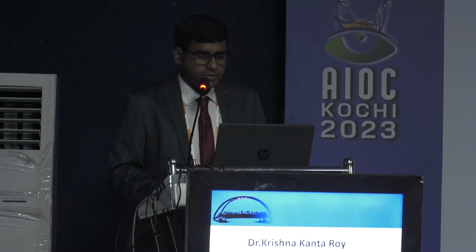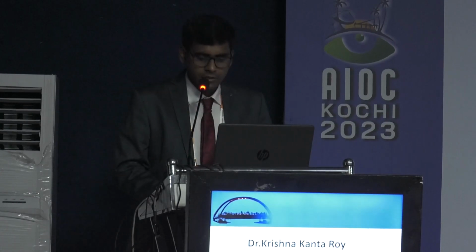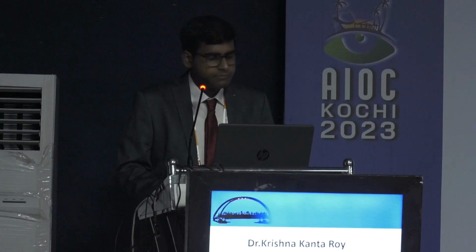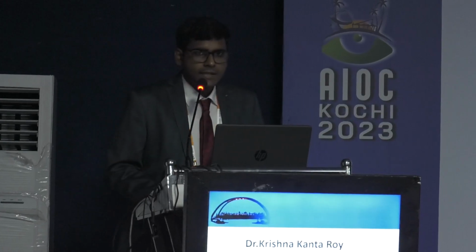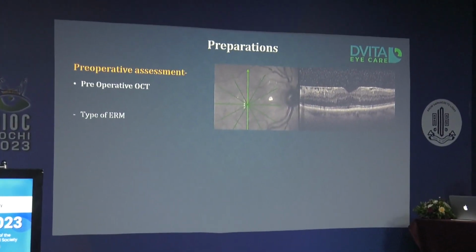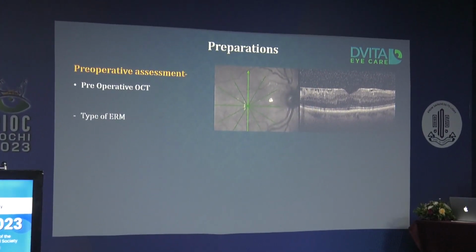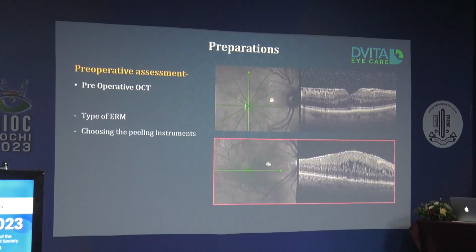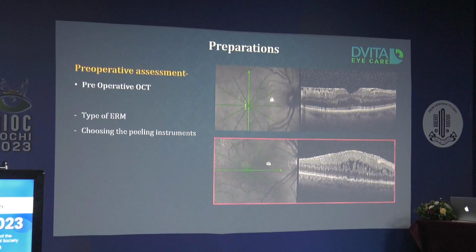Today I am going to discuss ERM removal from a young surgeon's or beginner's perspective. Before going for surgery, we have to plan the surgery with a pre-operative assessment. In that, pre-operative OCT is very important. Some ERMs are very loosely adherent and very easy to peel, whereas some membranes are very adherent to the retina and very difficult to peel. In these cases, choosing the peeling instrument is very important, as initiating the ERM peel requires much more force, so using forceps is a better idea to start the peeling.